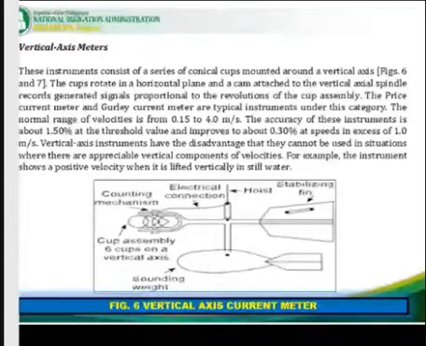Okay, the vertical axis meter. Will you please read?